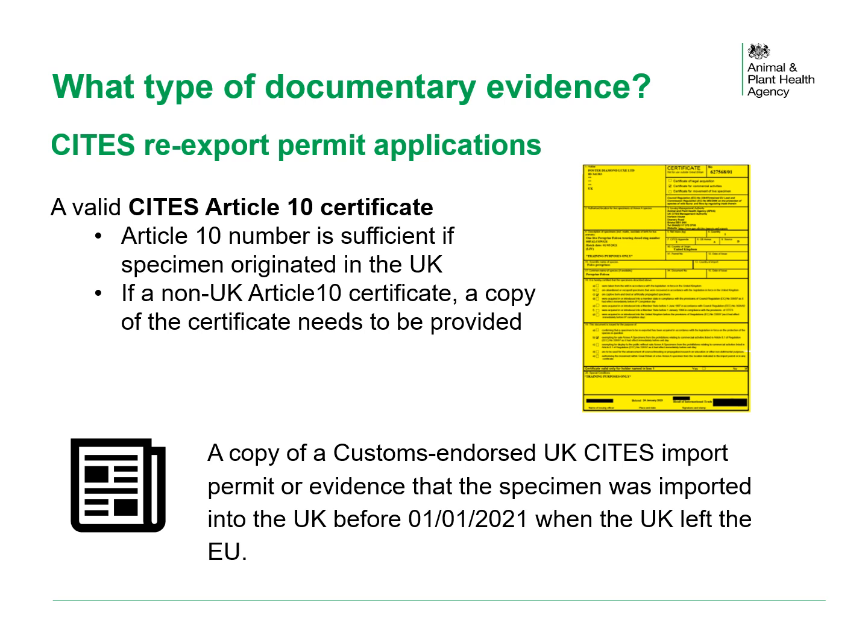Legal acquisition can also be proved by providing a copy of a CITES Article 10 certificate that was valid for the acquisition of the specimen you are now re-exporting. To prove the specimen you are re-exporting was legally imported into the UK, you need to provide a copy of a customs-endorsed UK CITES import permit, or evidence that the specimen was imported into the UK from the EU before the UK left the EU on the 1st of January 2021.